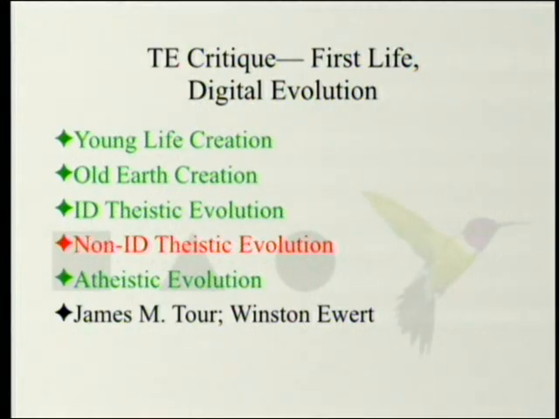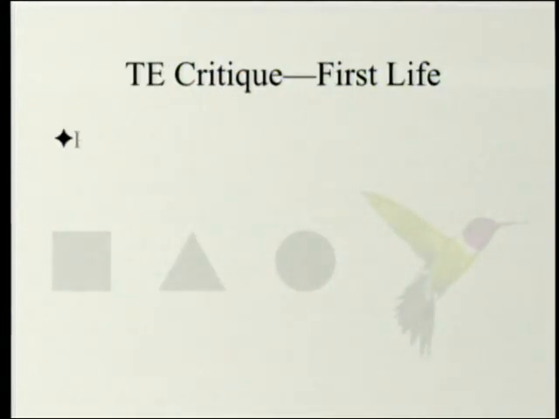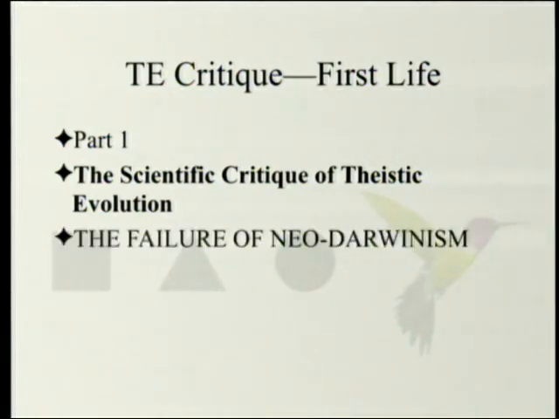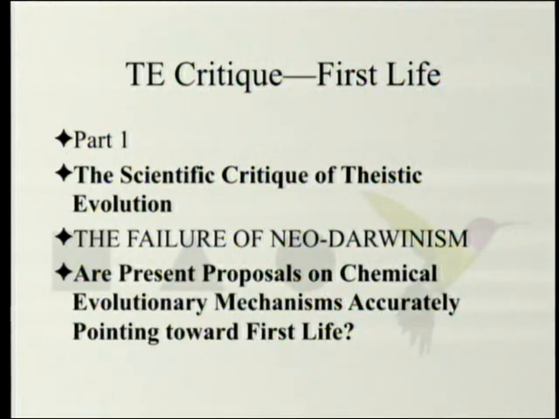The chapters we're going to be looking at today are written by James Tour and Winston Ewert. Both of these chapters are in part one, The Scientific Critique of Theistic Evolution. This is section one of part one, which is the failure of Neo-Darwinism. And the first chapter that we'll be looking at is called Our Present Proposals on Chemical Evolutionary Mechanisms Accurately Pointing Toward the First Life. And you can see why I abbreviated it to First Life instead of taking that whole title.